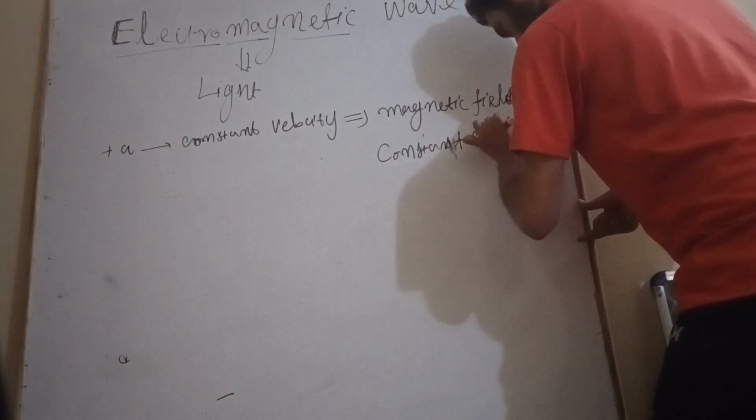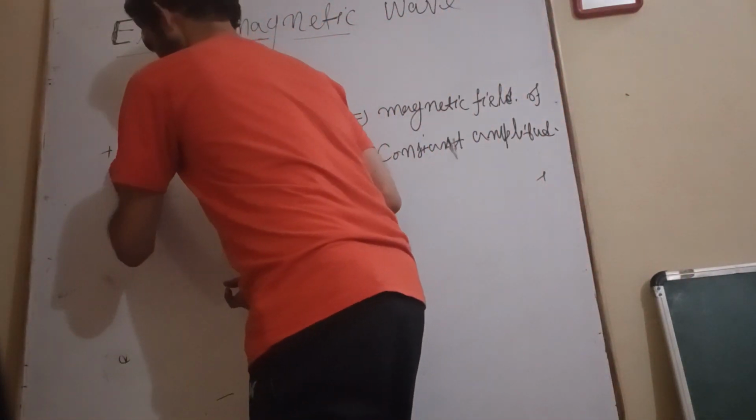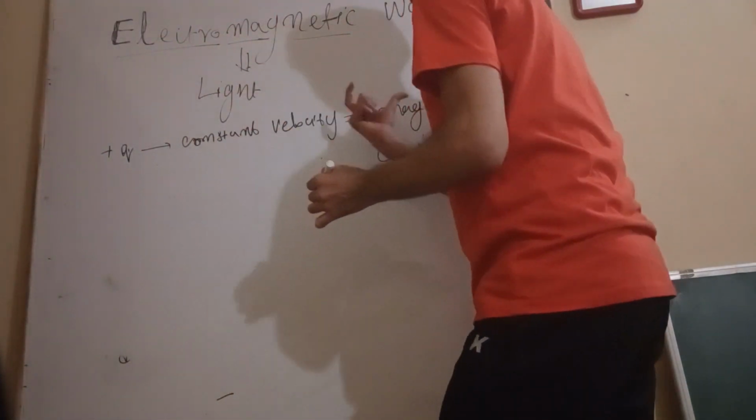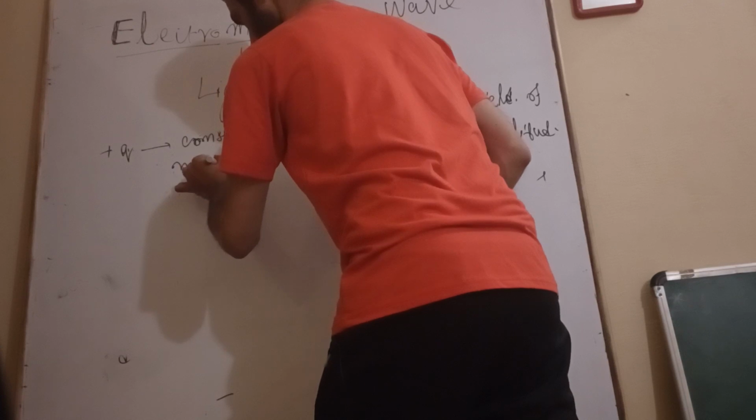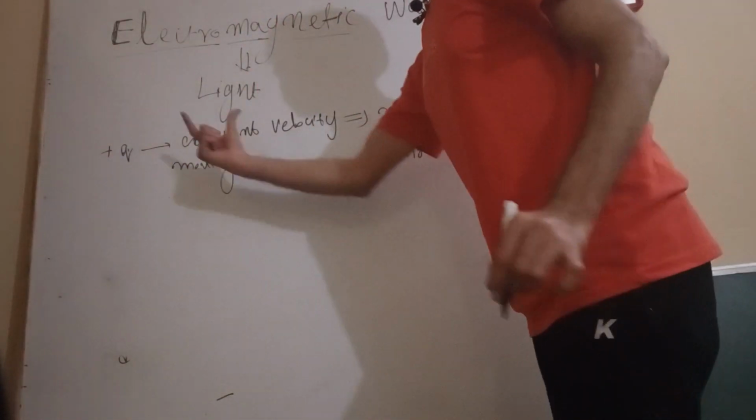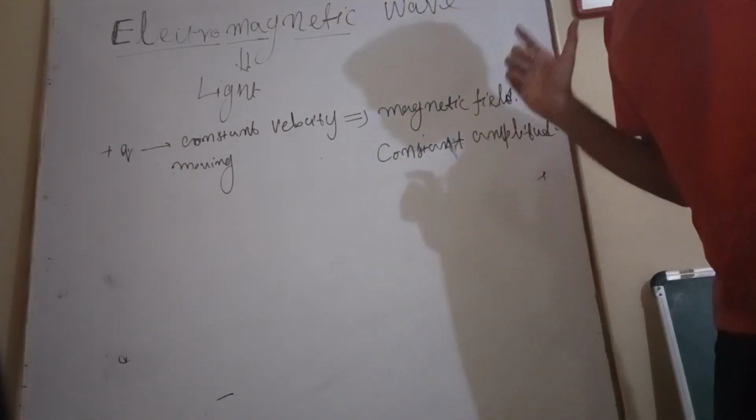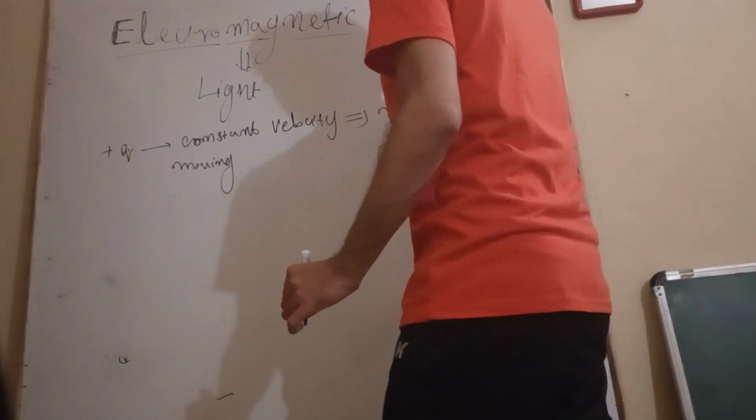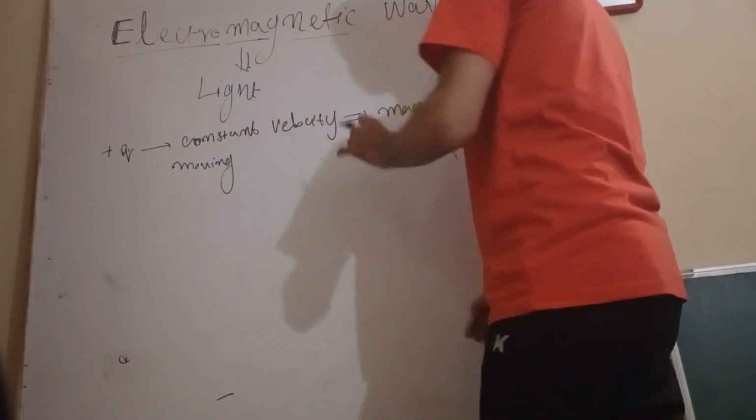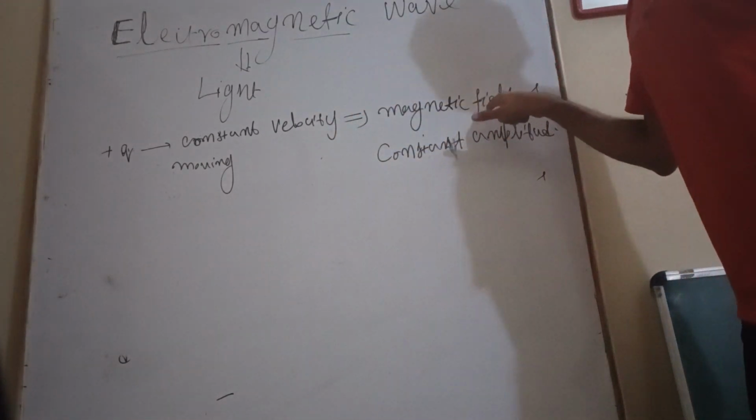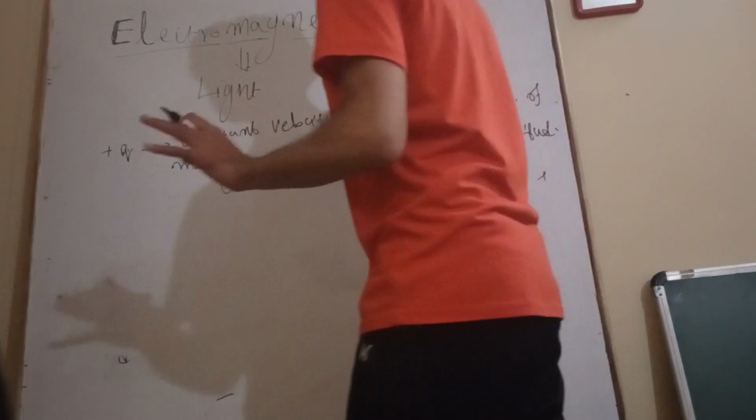Will give us magnetic field of constant amplitude. If this positive charge is moving with constant velocity, it will give magnetic field of constant amplitude. So therefore, there is a static electric field of constant magnitude and a magnetic field of constant magnitude. But it is not changing at all.